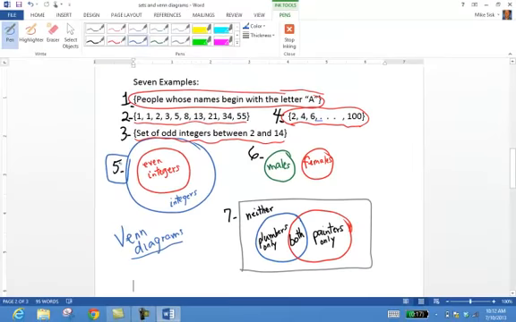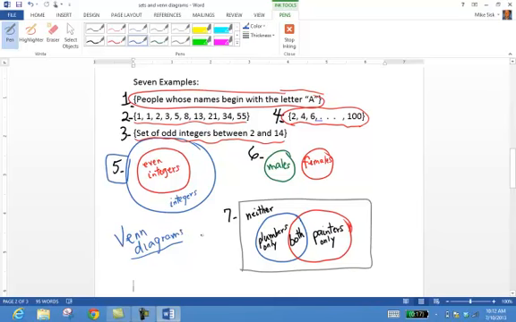I've got even integers, and that circle is completely contained inside the big circle of integers, because what I'm saying here is that everything inside the red circle is also contained inside the blue circle. In other words, every even integer is also an integer. I'm talking about all numbers, all counting numbers, positive and negative, and all even ones. So I may do that.